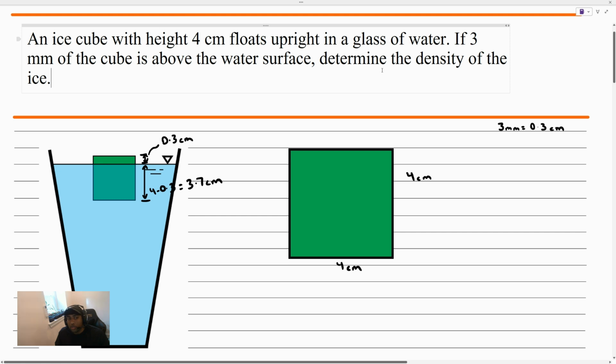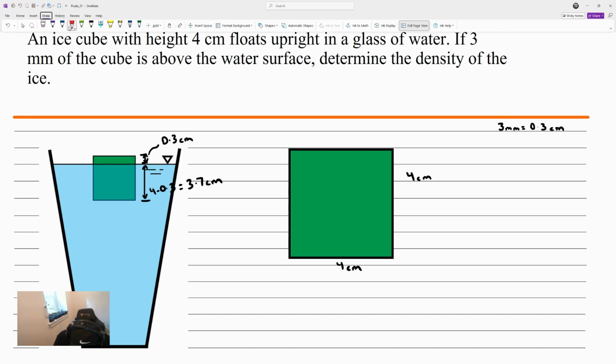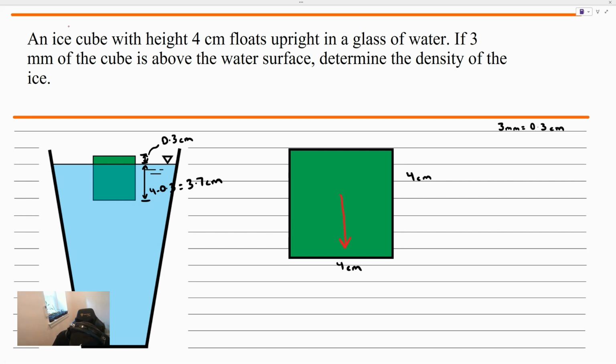Now, usually when we have a body floating in water, any kind of object, we have to think about Archimedes principle. And Archimedes principle is related to buoyancy. Objects float because they have a buoyant force. And basically what happens is there's the weight of the object, which points down. Additionally, there is the buoyancy force, which is pointing up.